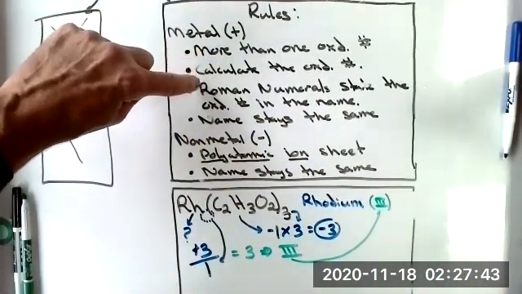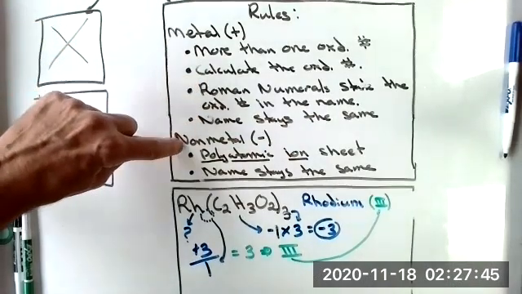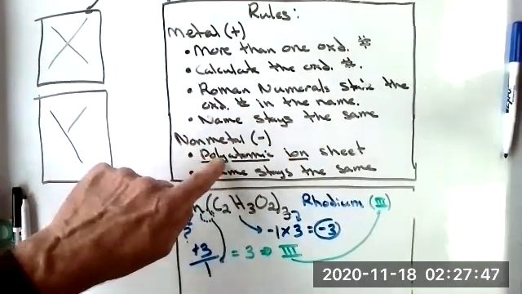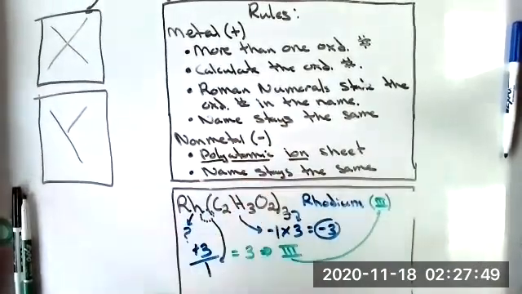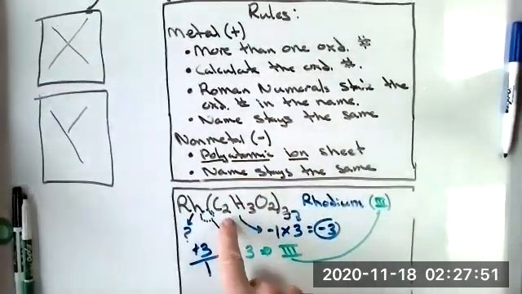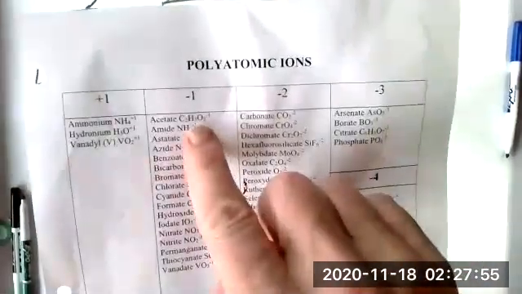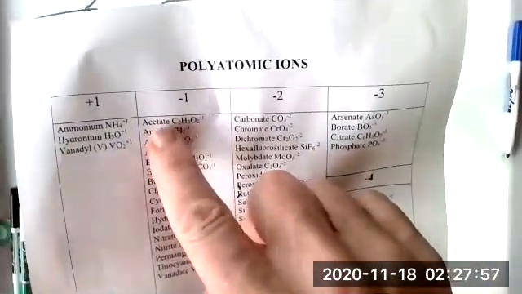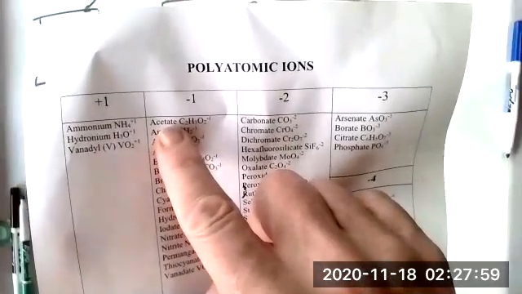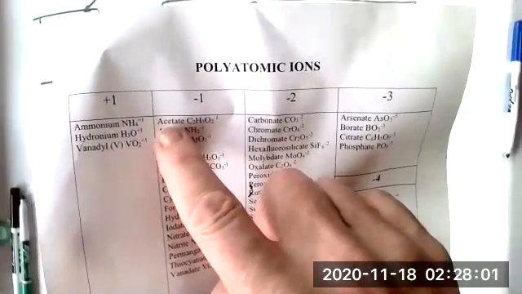Done, done, done, done, non-metal. Polyatomic ion sheet, find him, and his name will stay the same. C2H3O2 on your table, right there. That's the name. Simply copy and paste it. Acetate.